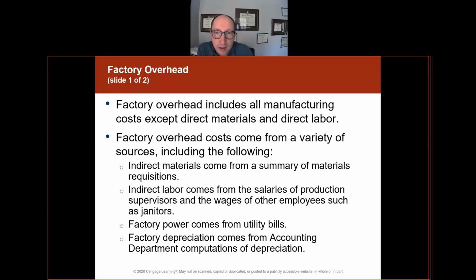Factory overhead includes manufacturing costs except for direct materials and direct labor, as you know. The cost of manufacturing a single unit: we'd have direct materials plus direct labor plus factory overhead equals the cost of a single unit. Factory overhead includes things like indirect materials, indirect labor, factory utilities, depreciation, taxes, all that good stuff.